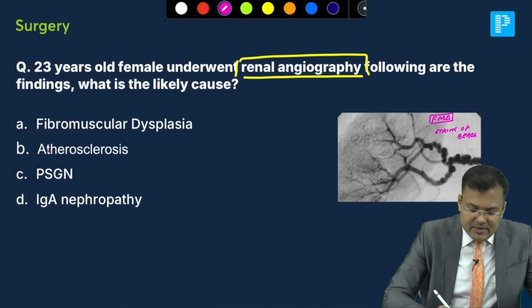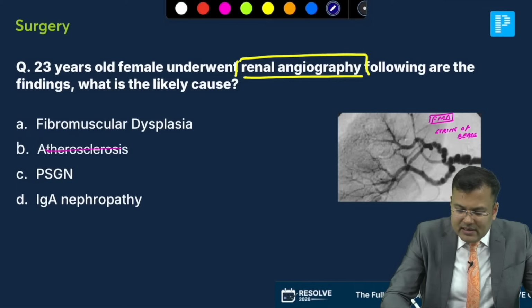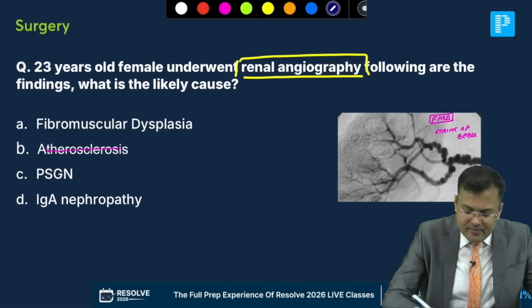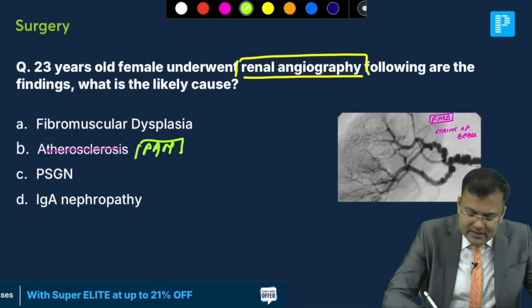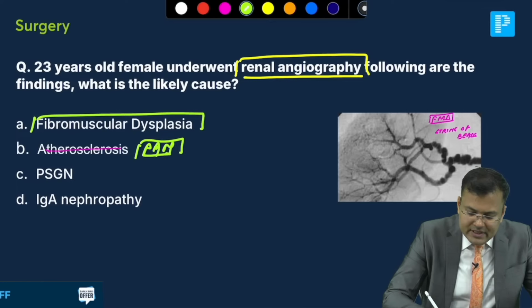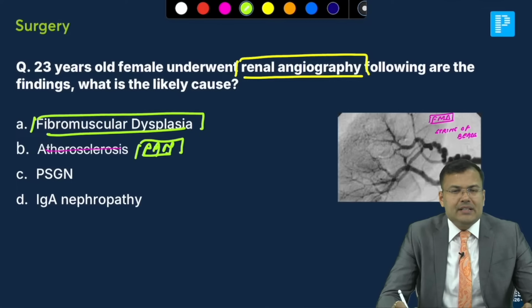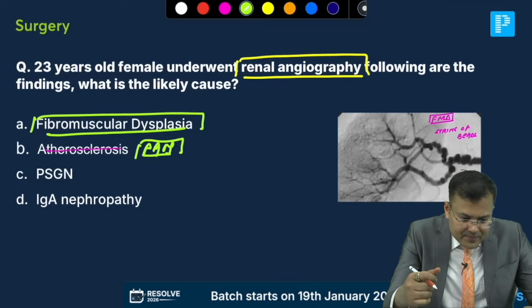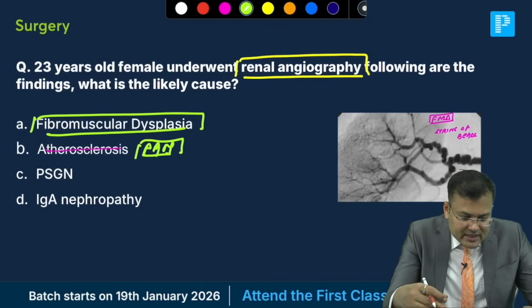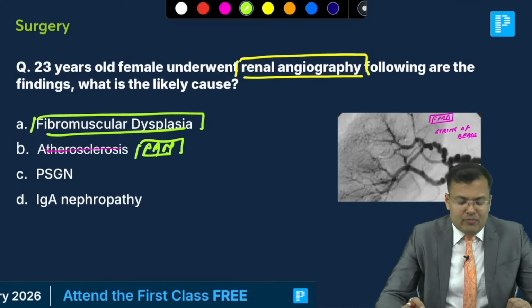Clear? Somebody said that, sir, polyarteritis nodosa was also there, PAN was also there. Clear? So guys, correct answer is fibromuscular dysplasia. This is string of beads appearance. There is stenosis with small aneurysm. Okay, clear? So everybody is almost correct. This is fibromuscular dysplasia.